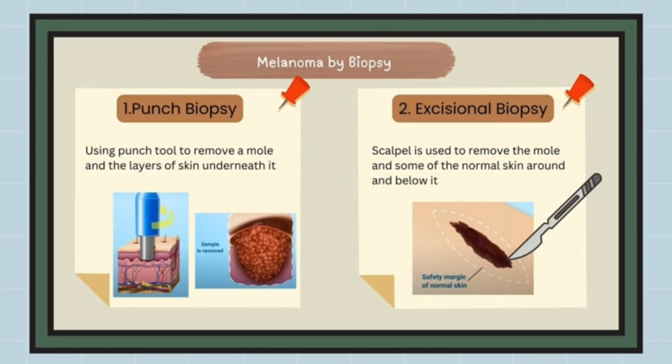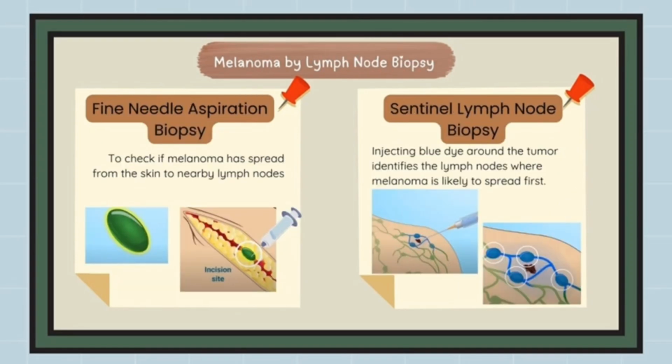First, it is punch biopsy, where a punch tool is used to remove a mole and the layers of skin underneath it. Second, it is excisional biopsy. A scalpel is used to remove the mole. Then we will continue with lymph node biopsy. Firstly, fine needle aspiration is conducted to check if melanoma has spread from the skin to nearby lymph nodes.